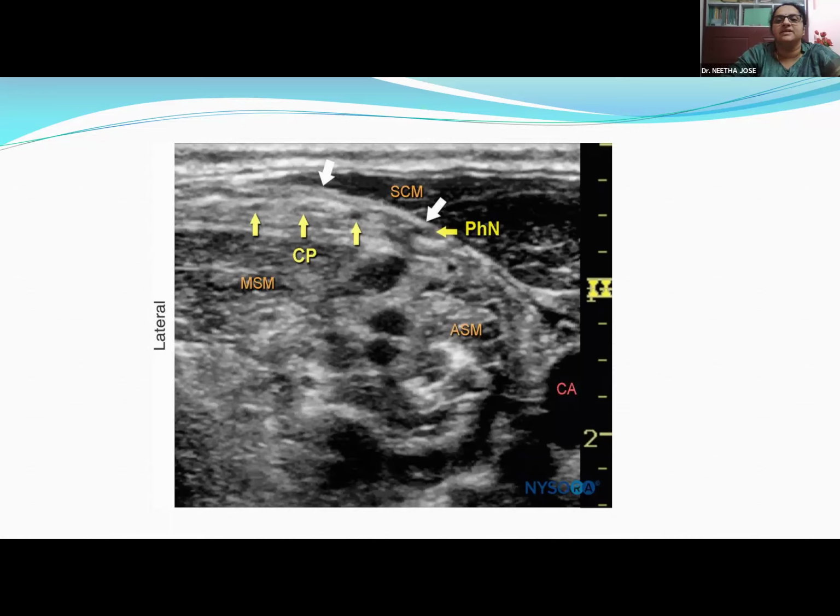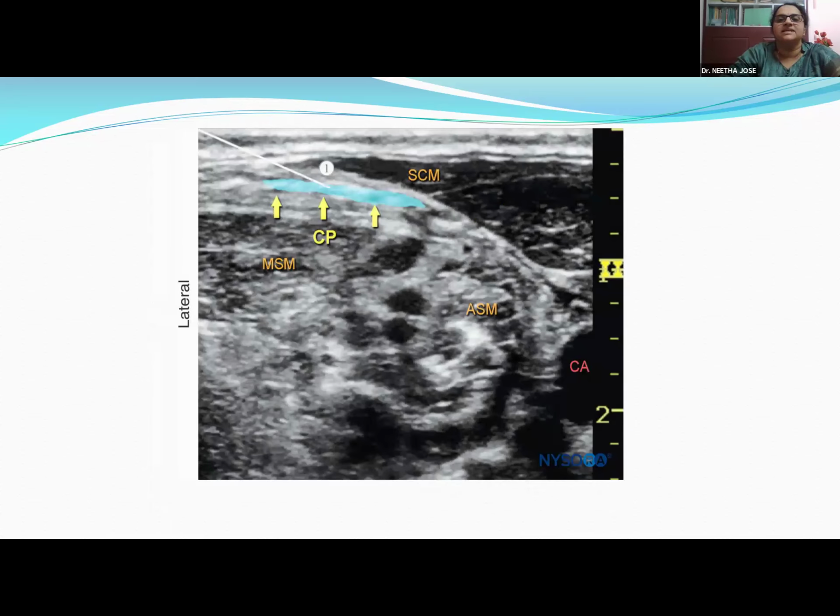Here you can see the cervical plexus that are hypoechoic nodules. This local anesthetic can be deposited in the plane immediately deep to the sternocleidomastoid and superficial investing layer of deep cervical fascia and superficial to the prevertebral fascia. A volume of 5 to 10 ml of local anesthetic usually suffices.